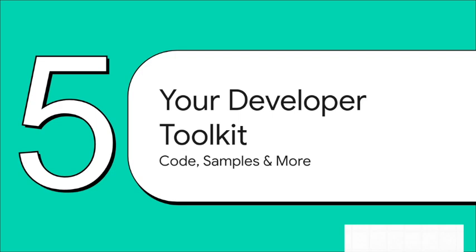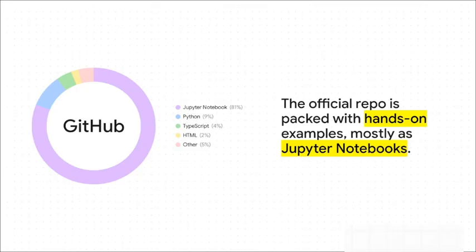Now let's look at the toolkit Google actually gives you to get your hands dirty and build the stuff for real. The very first place you should go is the official GitHub repository. And this chart tells you everything. Look at that. Over 81% of the entire repo is Jupyter Notebooks. What does that mean for you? It means it's not just documentation you have to read. It's packed with practical, hands-on, runnable code that you can start playing with right now.